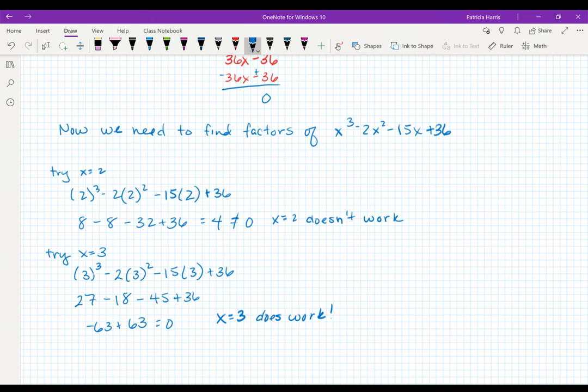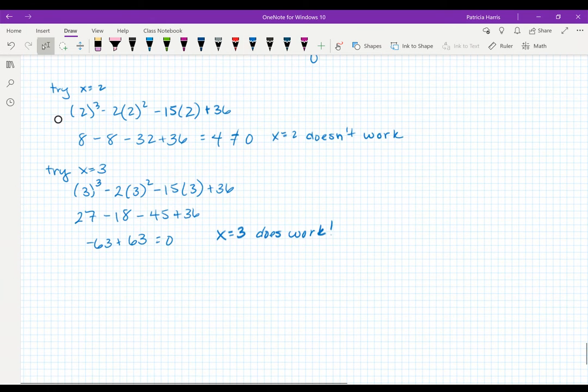Okay, so what that tells me is that x equals 3 is an x-intercept. It is a solution. And my cubic now is divisible by x minus 3. So now I can divide again, but this time I'm going to divide the cubic. I'm trying to get my polynomial to the point where it's a quadratic and I can deal with it.